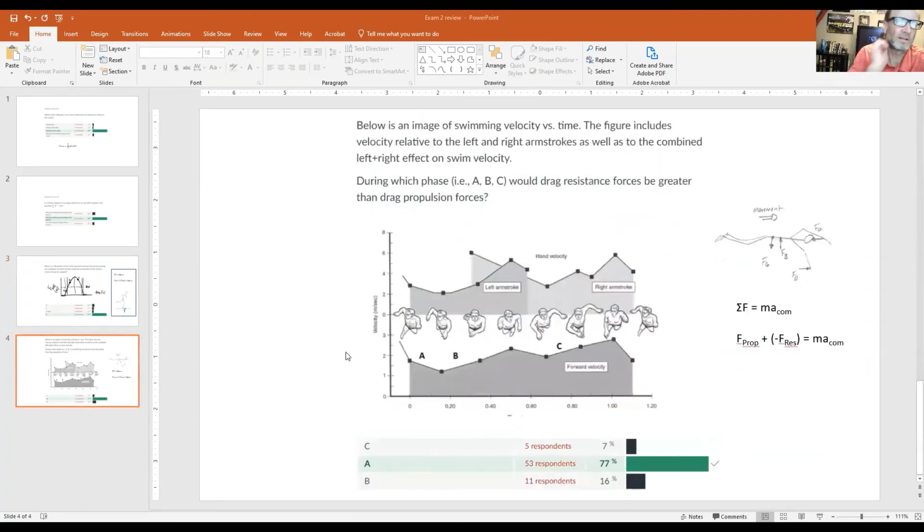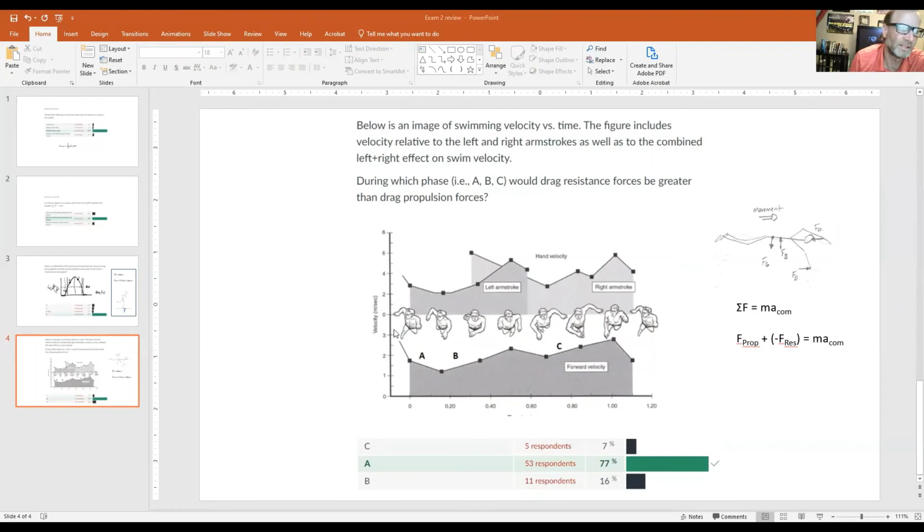Okay, last question. Below is an image of swimming velocity versus time. The figure includes velocity relative to the left and right arm strokes, as well as the combined left and right effect on swim velocity. During which phase, A, B, or C, would drag resistance forces be greater than drag propulsion force? So again, we're using Newton's second law here. We're doing a kinetic analysis of swimming.